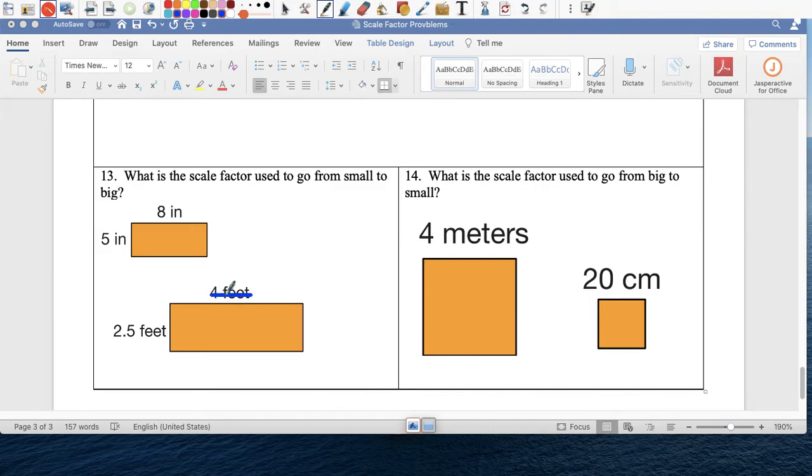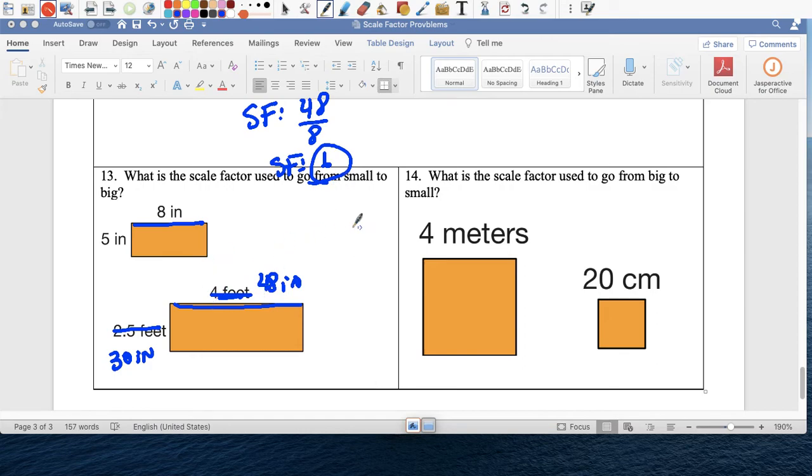So instead of 4 feet, I'm going to multiply that by 12, and I'm going to write 48 inches. 2.5 feet times 12 is 30 inches. Make sure your units are the same. Now I can find my scale factor. So the scale factor of an enlargement here, let's choose these two corresponding sides. It's 48, the large side, divided by the smaller side, which is 8. The scale factor here is 6.